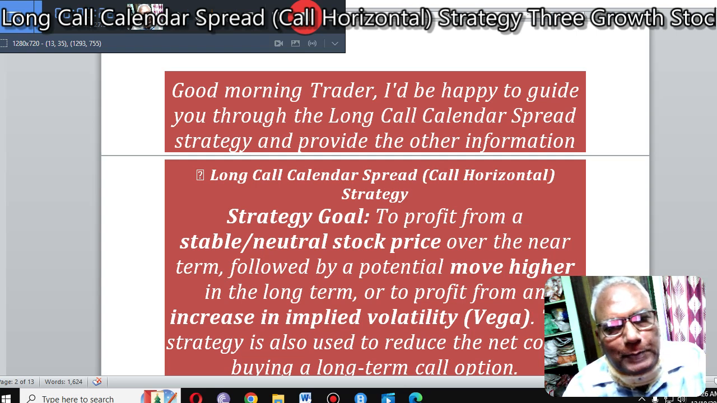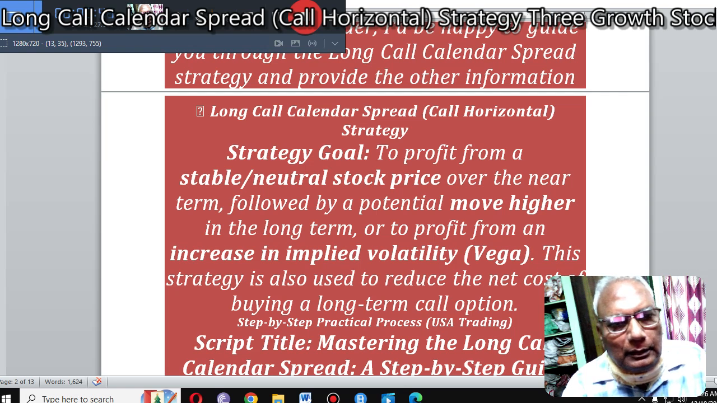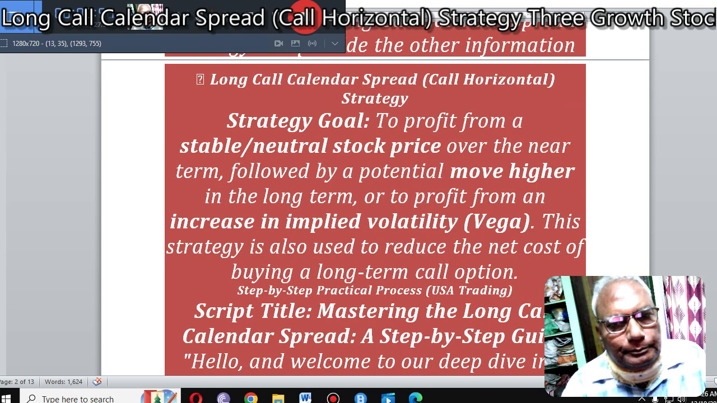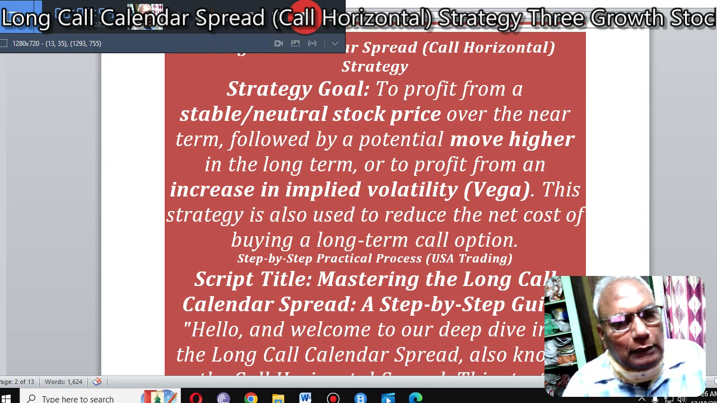Long call calendar spread, other name is call horizontal strategy. Strategy goal: to profit from a stable, neutral stock price over the near term, followed by a potential move higher in the long term, or to profit from an increase in implied volatility (Vega). This strategy is also used to reduce the net cost of buying long-term call options.